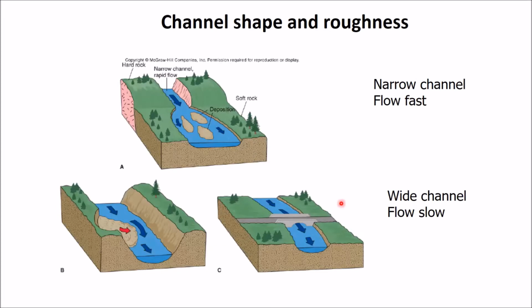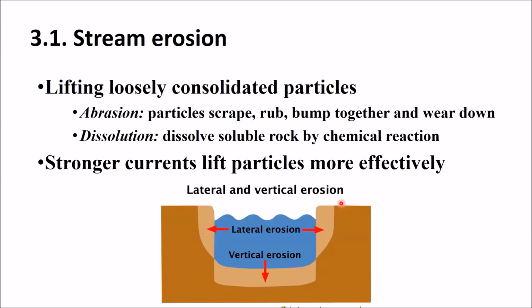Okay, and this is to show you again the influence of the channel shape and roughness. And now we talk about the activities of erosion, the stream erosion. Erosion means the lifting of loosely consolidated particles. So the particles at the bottom or on the surface of the channel will be lifted up. It can be lifted up by abrasion or dissolution.